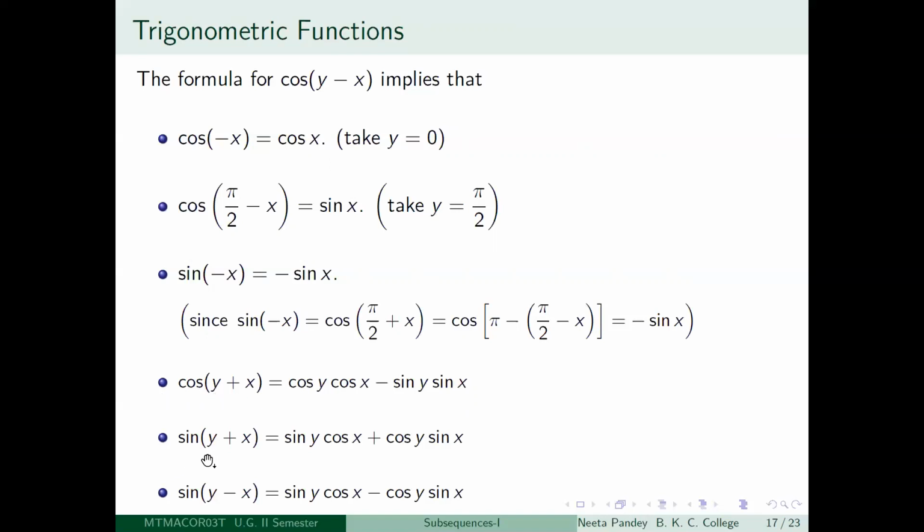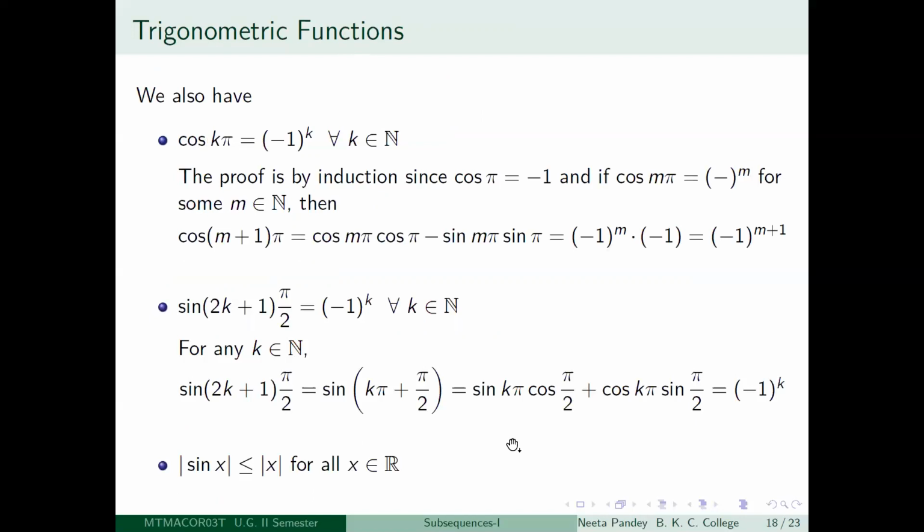Similarly, you will get the addition formula for sine by using the relation between sine and cos. This relation, that sin x is equal to cos of pi by 2 minus x, and similarly you will get the subtraction formula for sine using this one, right? Using this one and cos of y minus x's formula, all these results are just straightforward.